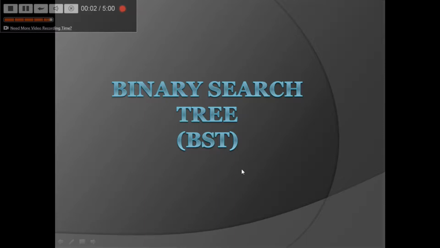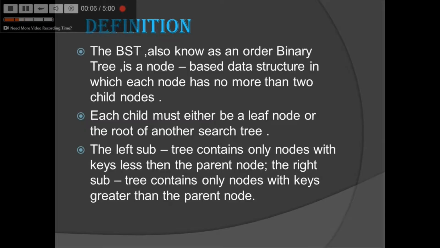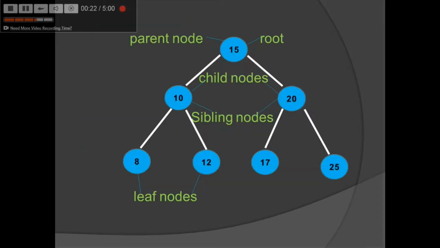Hello guys, this is Rashmi. Let's learn about insertion of a node into a binary search tree. The binary search tree, also known as an ordered binary tree, is a node-based data structure in which each node has no more than 2 child nodes. The left subtree contains only nodes with keys less than the parent node, and the right subtree contains only nodes with keys greater than the parent node.